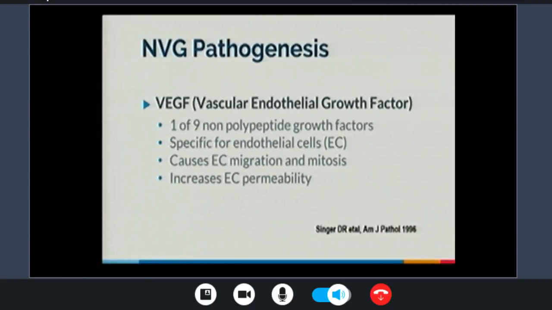And what is vascular endothelial growth factor? It is one of nine polypeptide growth factors, and they have a high affinity, or are specific, for endothelial cells, as well as causing their migration and mitosis, and increasing the permeability of these endothelial cells. Some studies say about 50,000 times compared to histamine. So it is a very strong growth molecule to lead to these changes in the endothelial cells. You can stop me anytime, by the way, if you need to elaborate more.